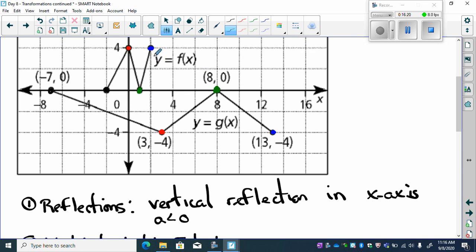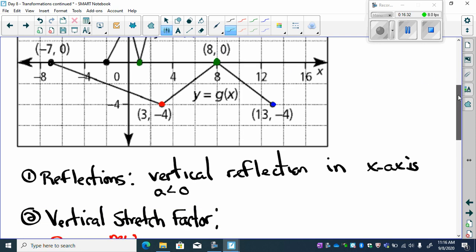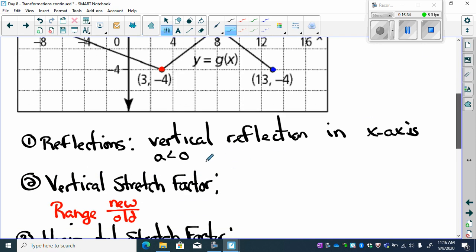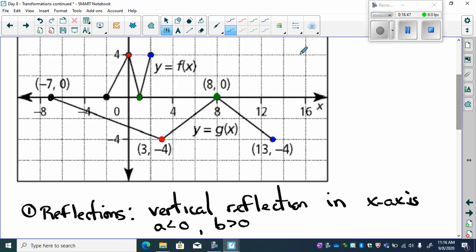Check to see if there's horizontal reflection in the y-axis. Check it out. The blue and green point there on the right, they're still on the right. They didn't go to the left, or the black point didn't go to the right. So there is no horizontal reflection. Okay? So we can say that B is a positive. I'm not going to say no horizontal reflection in the y-axis. I'll just write a little note here that B is greater than 0. It's a positive. Now I'm going to get into the range.